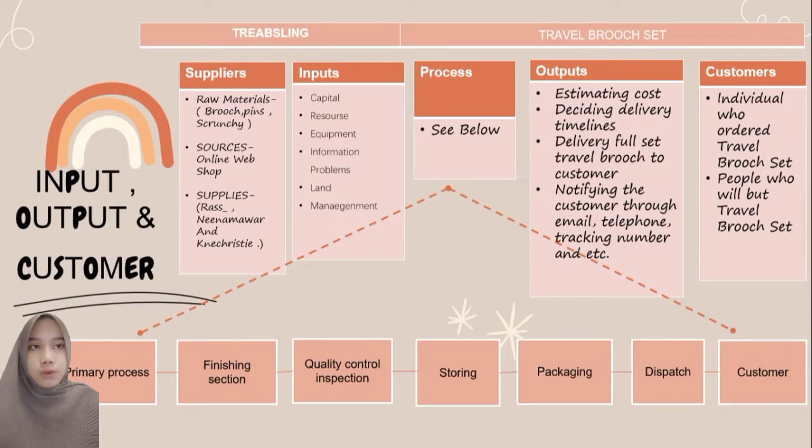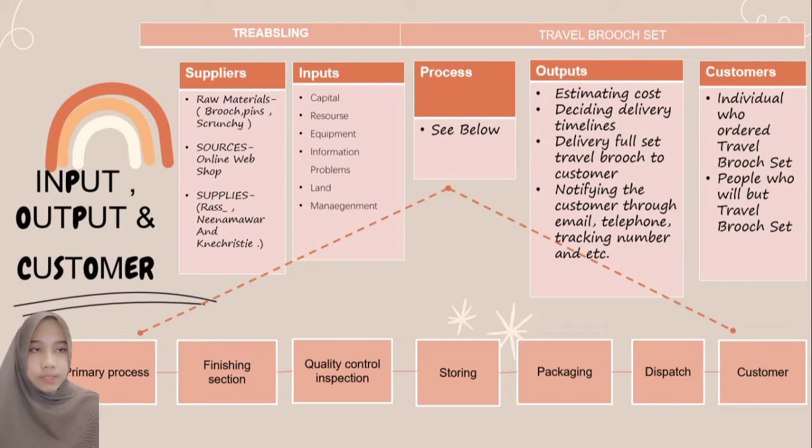Okay, we go to the input. The first one is capital, 2,551.60 ringgit Malaysia, which we use for capital only. And the second one is source. We have found our source with an affordable price, like the brooch that we get from RAS, just 4 ringgit Malaysia for 14 brooches.